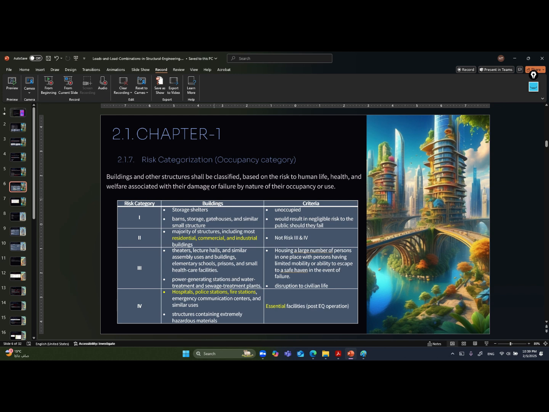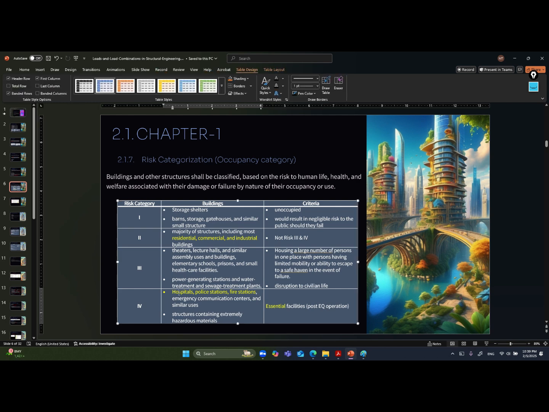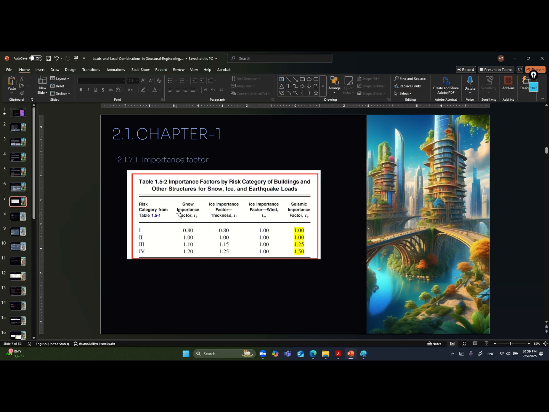In the exam, he will not tell you what the risk categorization is, but he will tell you that we have a residential building, we have a storage shelter, we have a hospital. So you will understand whether it is risk category 4, 3, 2, or 1, which would result in what? In the importance factor. It affects the importance factor for the seismic, for the wind, and for the snow.